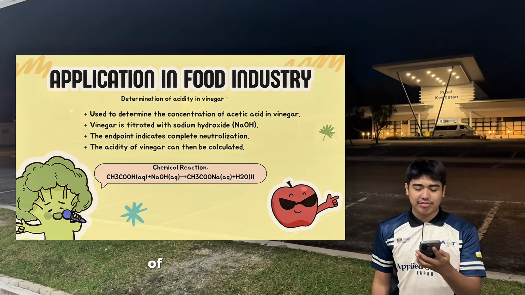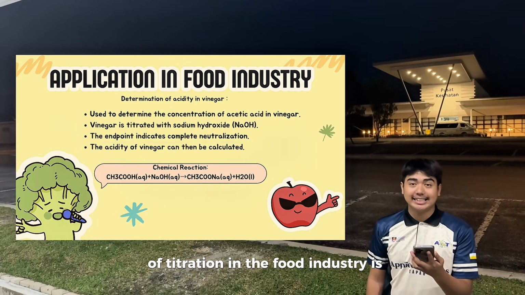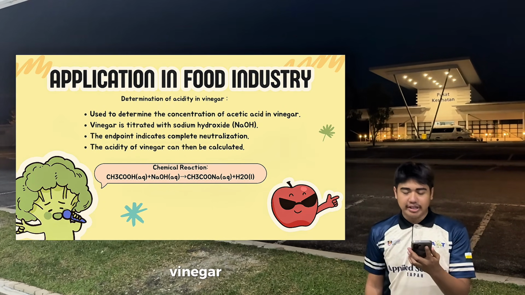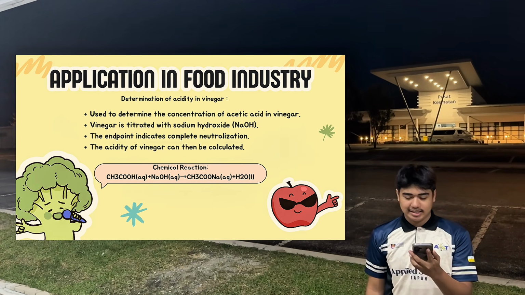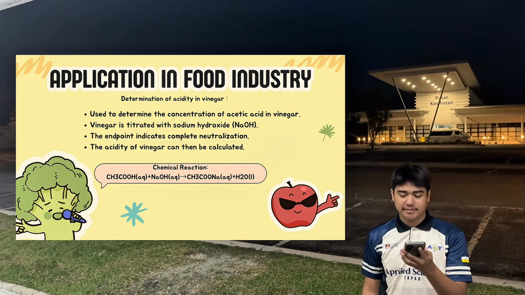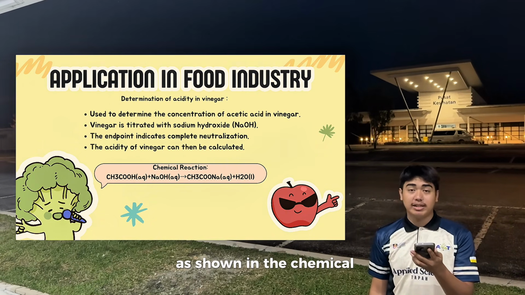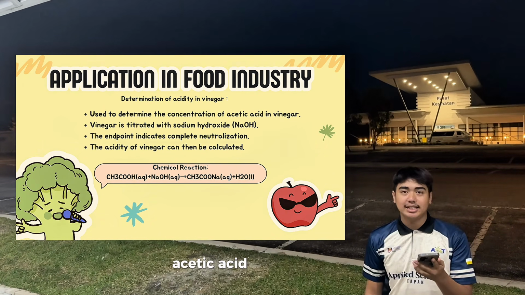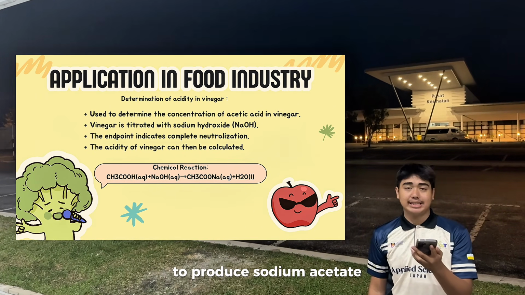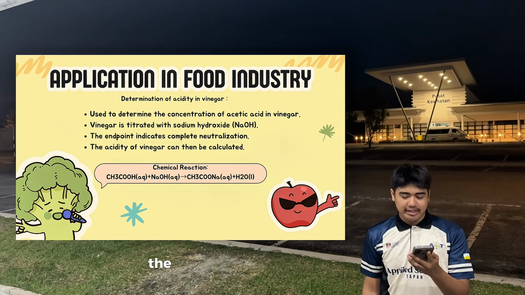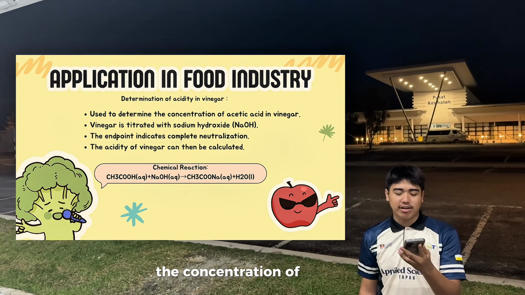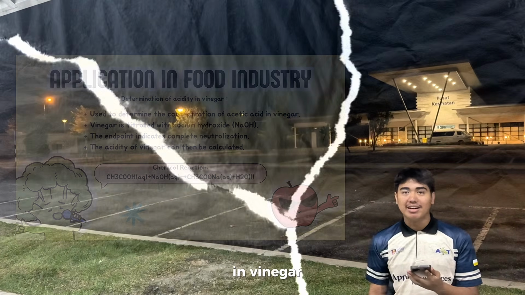One application of titration in the food industry is determining the acidity of vinegar. Vinegar contains acetic acid, which is titrated with sodium hydroxide solution. As shown in the chemical equation, acetic acid reacts with the sodium hydroxide to produce sodium acetate and water. The titration result is then used to calculate the concentration of acetic acid in vinegar.